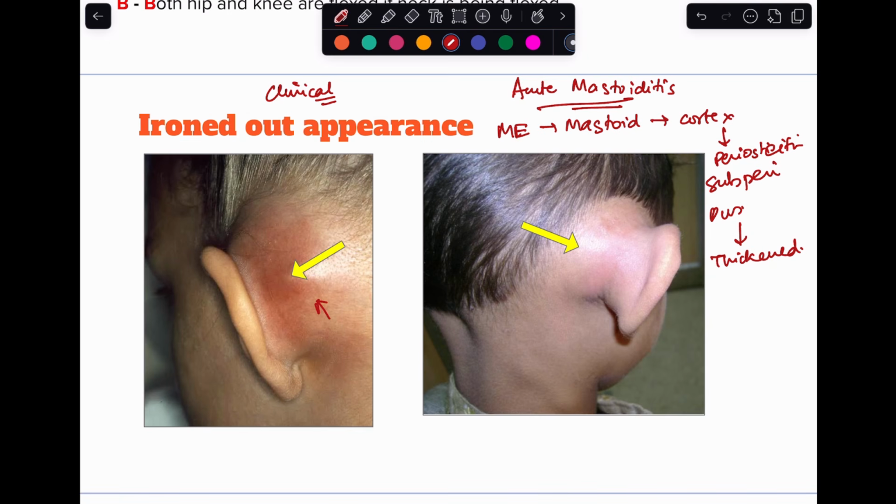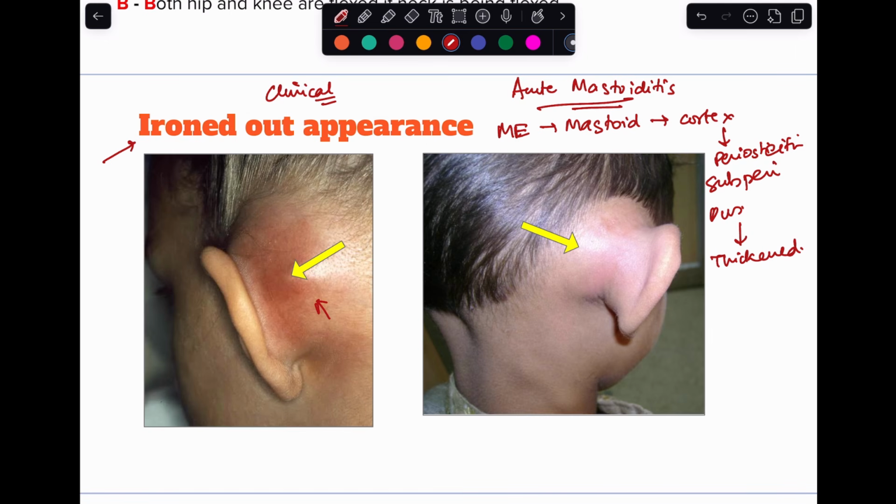It's almost as if, like, if we took an iron, instead of ironing the clothes, if you were to iron out the mastoid, this is what it would end up looking like. Although you should not be trying that at home. So that's what ironed out mastoid is like, and that is the reason behind formation of this appearance in case of acute mastoiditis. Because this post-auricular swelling is destroying the normal mastoid appearance, it is named the ironed out appearance, similar to how a cloth looks.